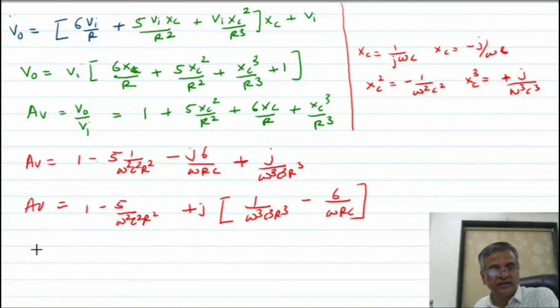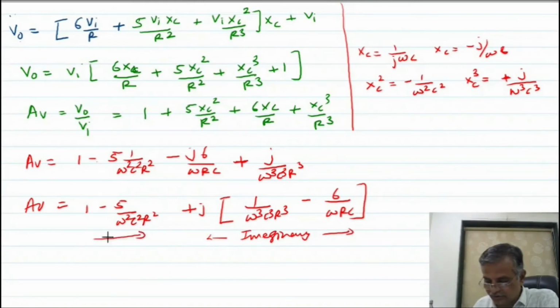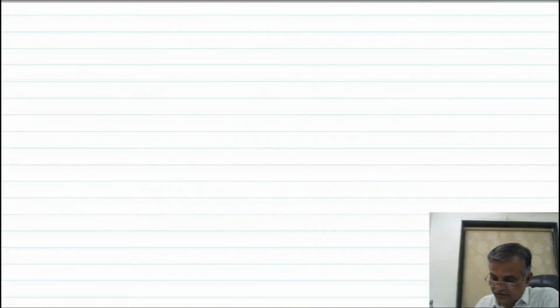This is the equation of the gain. In the beginning we already discussed the gain should be real. There should not be any imaginary part. This is your imaginary part, and this is your real part. Now for the sustained oscillation there should not be any phase shift, so the loop gain should be real. For loop gain to be real, the imaginary part should be 0.